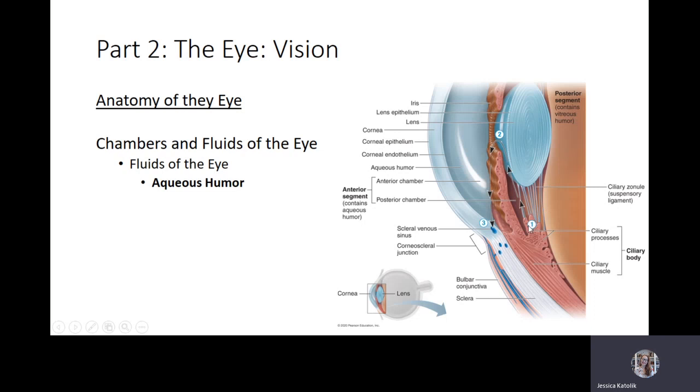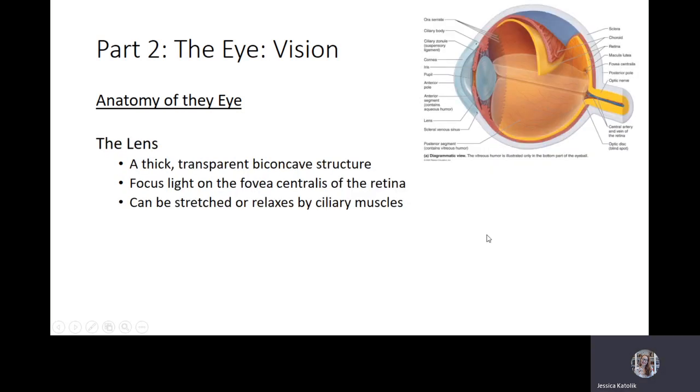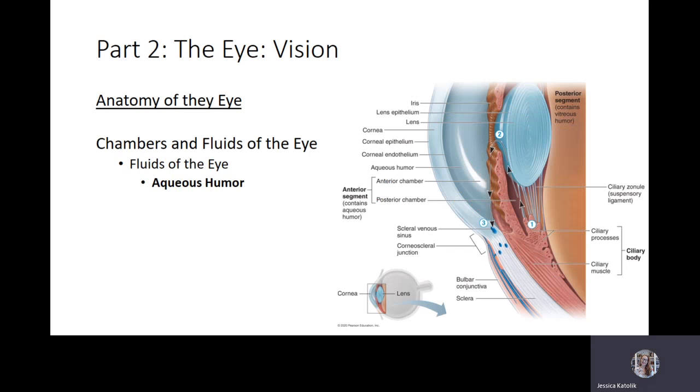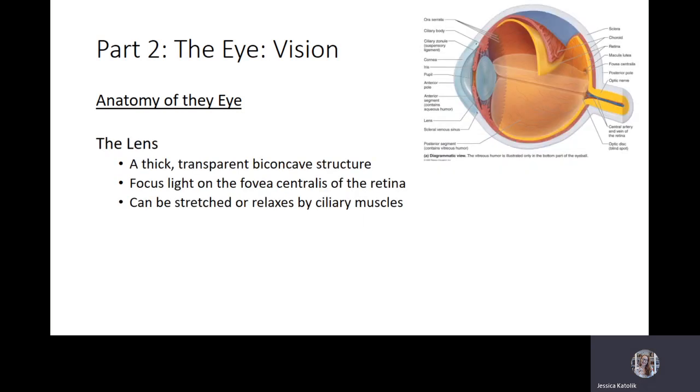that the aqueous humor continues to be regenerated and flow through the eye. It's going to be made by the ciliary body, and it will flow behind the iris, over the iris, and then in front, filling this chamber over here. And eventually it will drain away into the scleral venous sinus over there. So those are the chambers and fluids that I'd like you to be familiar with.